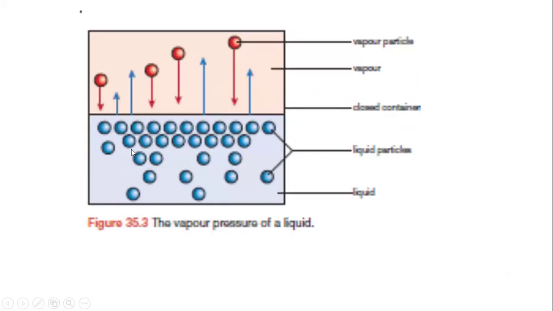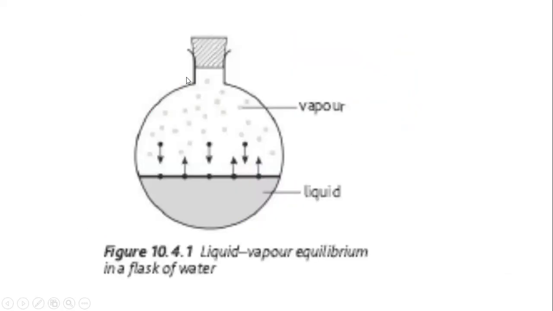You have the liquid particles here and they're constantly moving to become vapor, and the vapor particles are moving to become liquid. And remember, the container must be closed, because if the particles become vapor and are allowed to leave, then you won't have a pressure exerted on the system. Again, that is just to reiterate and make sure that we understand.